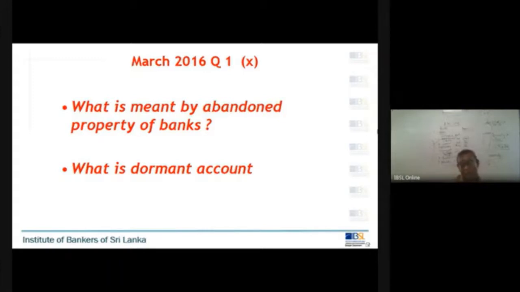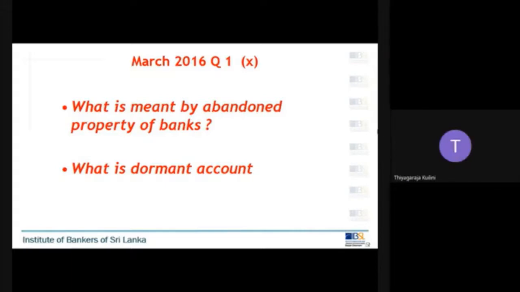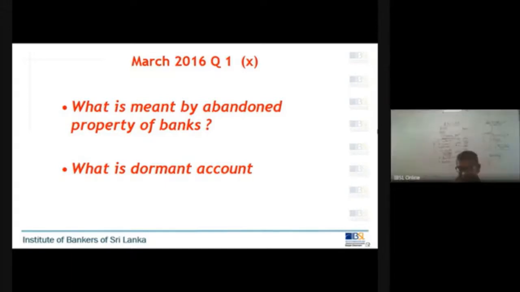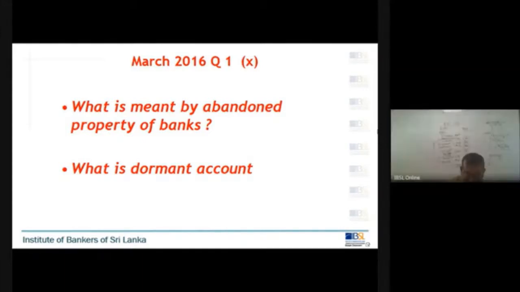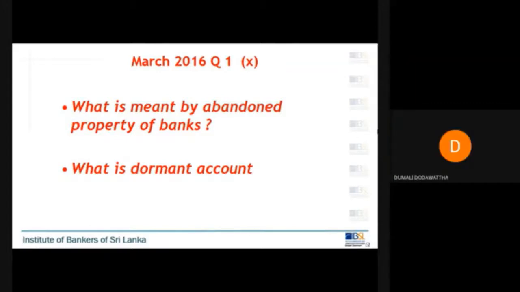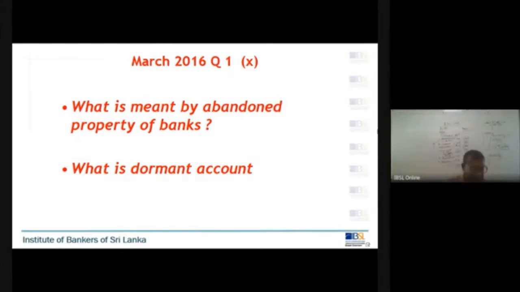Abandoned property of banks, right? Is it when the customer fails to pay the loans against the property? Not that. What do you mean by a dormant account in your bank? How do you categorize your dormant account? If the customer fails to do any transactions within 10 years, that will be categorized as abandoned property. And if the customer is not able to do any transactions within 6 months, it will be categorized as a dormant account. Good. But there is a slight modification to your answer. Your answer is correct, but I will reframe it a little bit.